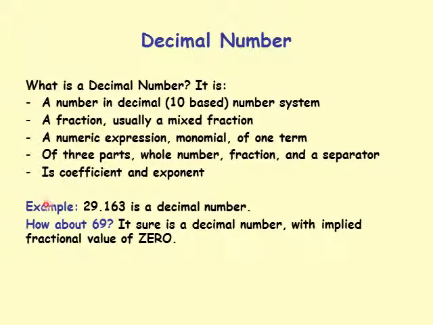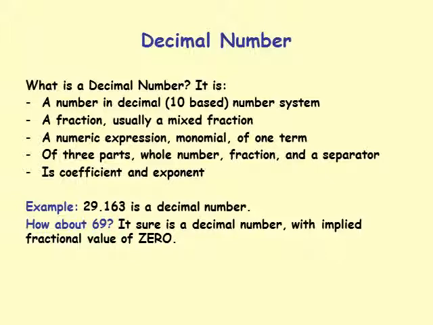Let's continue here. So, example: 29.163 is a decimal number. It has a whole part, a fractional part, and a separator, which is the decimal point. Okay, how about 69? It sure is a decimal number. It's within the 10 base system, has 6 and 9 from 0 through 9, and with the implied fractional value of 0. Where fractional value is not specified, its implied value is 0, which is a dot 0.